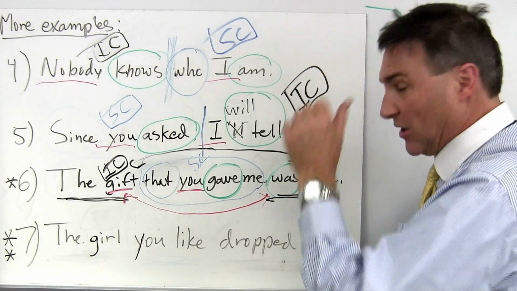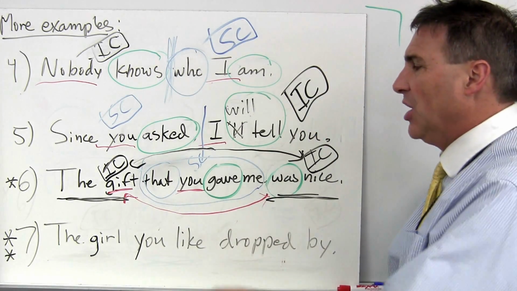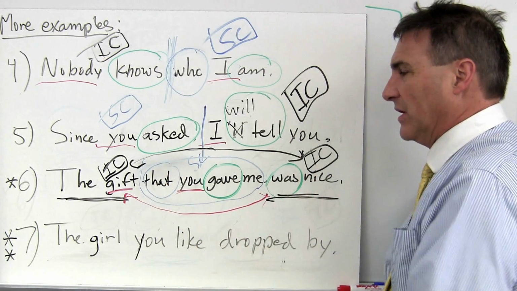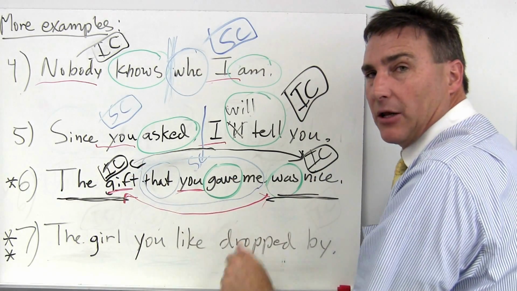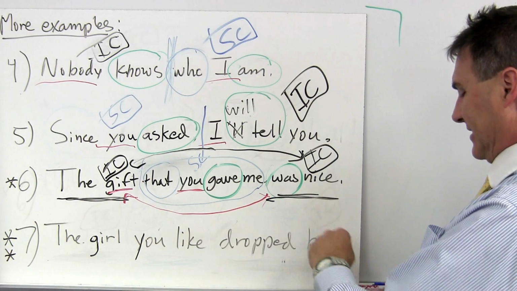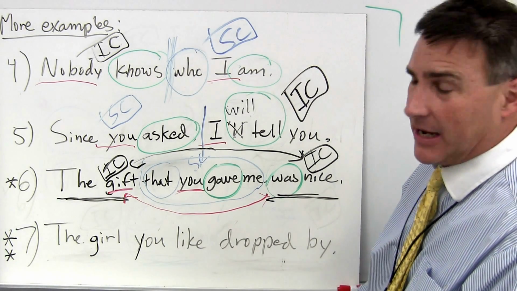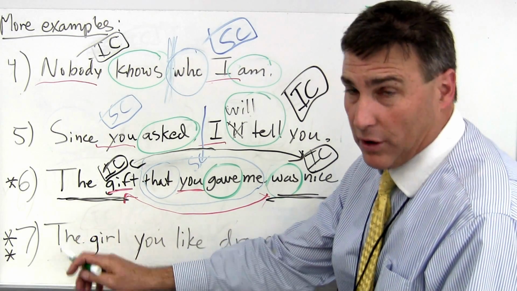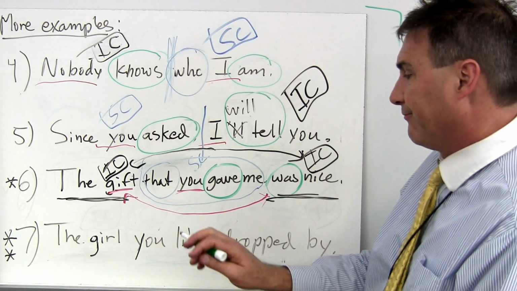And in fact, there's more information about that I won't go into right now. So the gift that you gave me was nice. Split independent clause, subordinate clause right in the middle. Last example, a little trickier yet, down below. Let's look for our verbs. The girl you like dropped by.